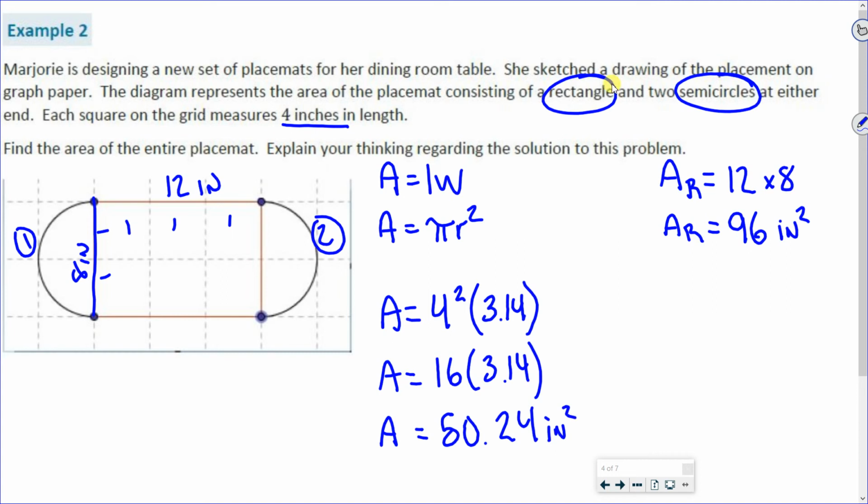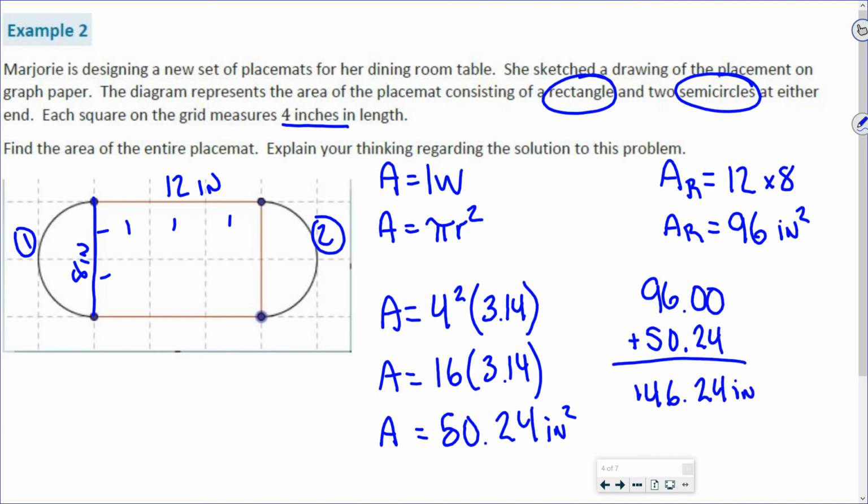Now, how am I supposed to find the combined area of these semicircles and this rectangle? Right, I'm going to do a little bit of adding. I'm going to take the area of the rectangle and add the area of the circle. So 96.00 inches plus 50.24 inches gives me 146.24 square inches. That's my answer.